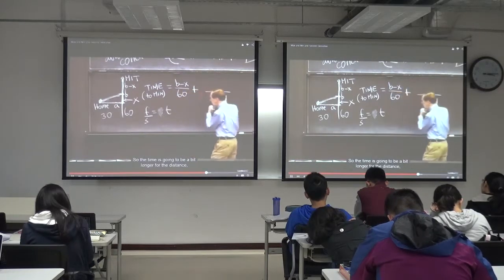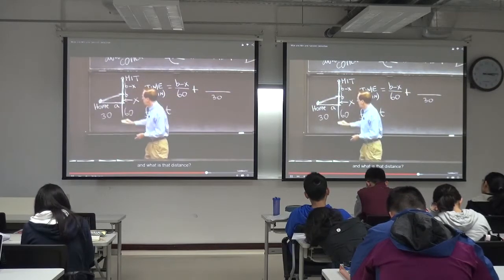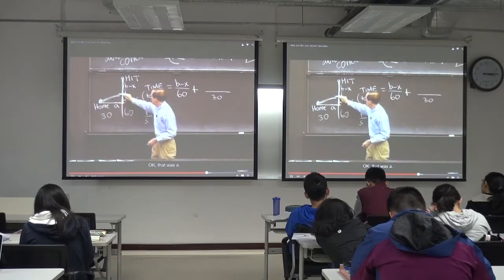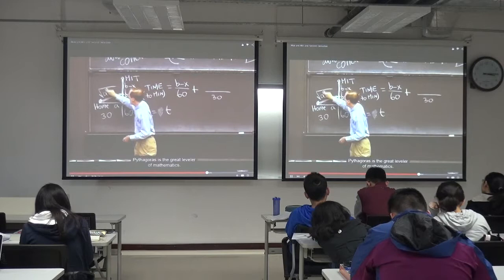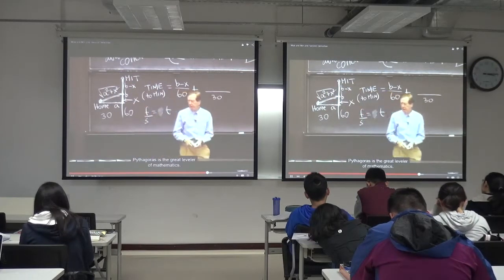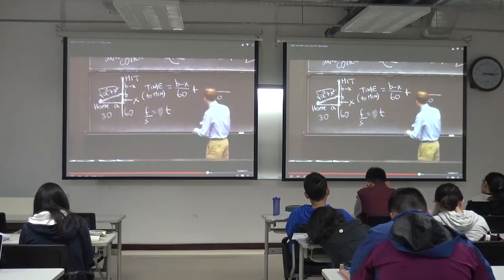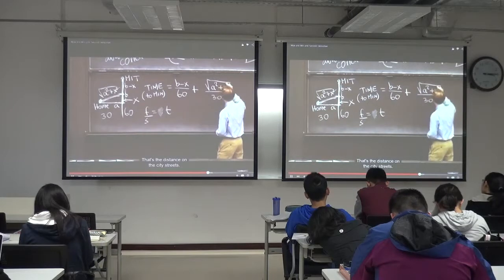So the time is going to be a bit longer for the distance. And what is that distance? Okay, that was A, this was X. Pythagoras is the great leveler of mathematics. That's the distance on the city streets.